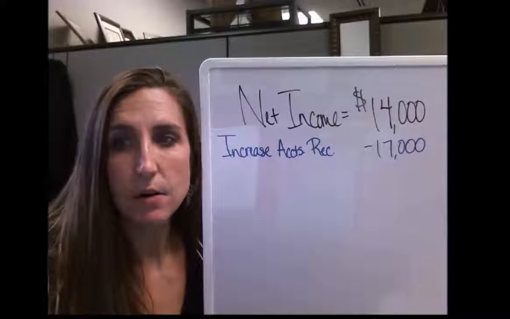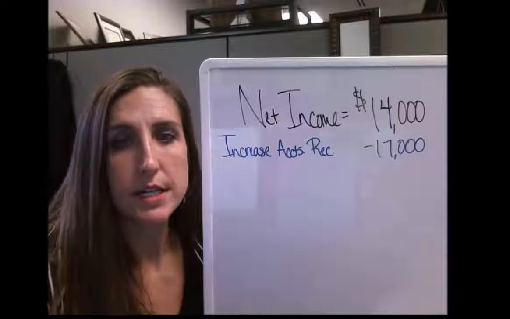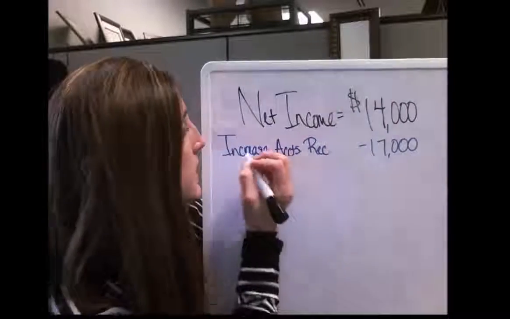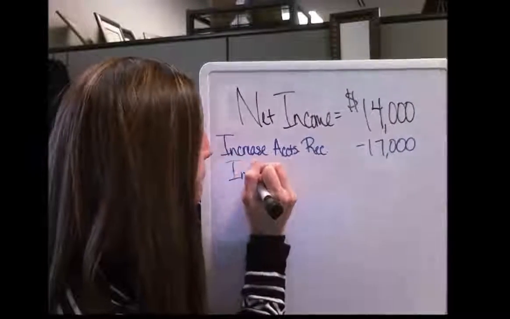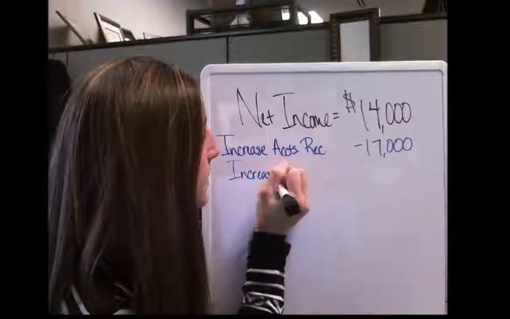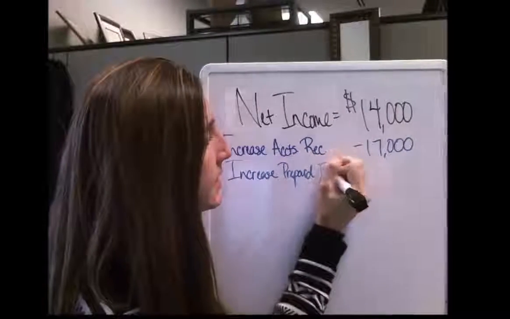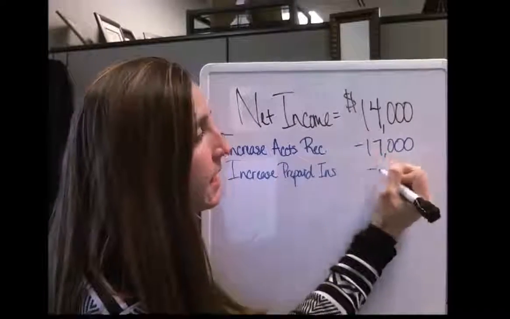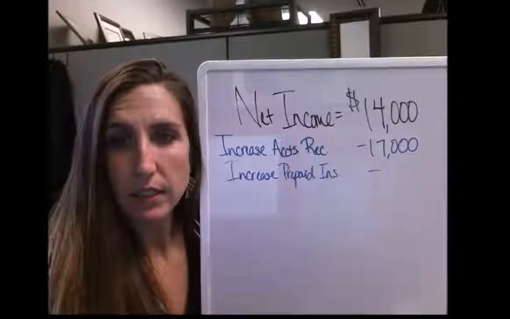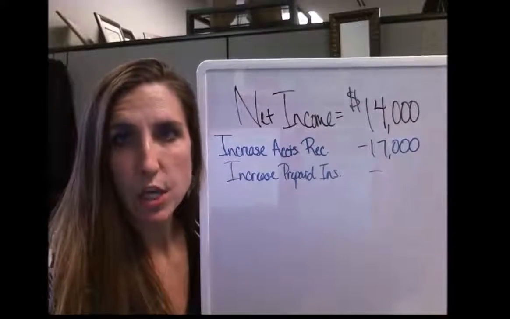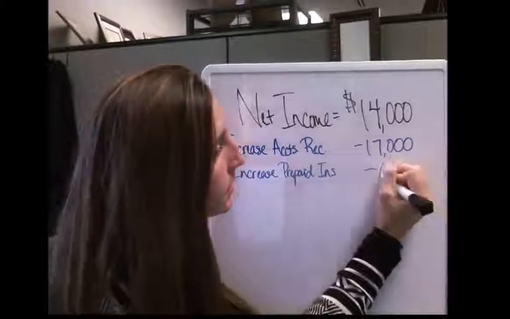The next item on our list is an increase in the prepaid insurance. So if you have an increase in an asset, you want to subtract it. Increase in the prepaid insurance. Prepaid insurance is an asset. I purchased it. I got more of an asset. And theoretically, I would have paid for that with cash. So I'm going to subtract that increase.